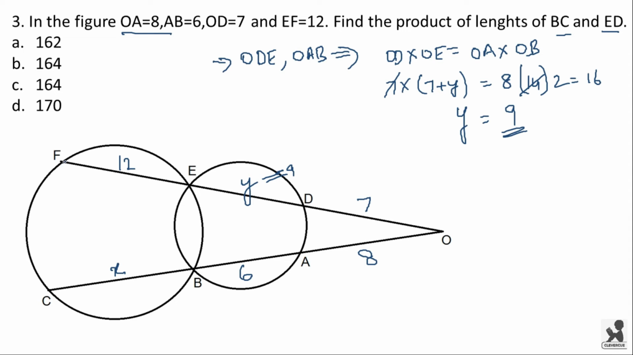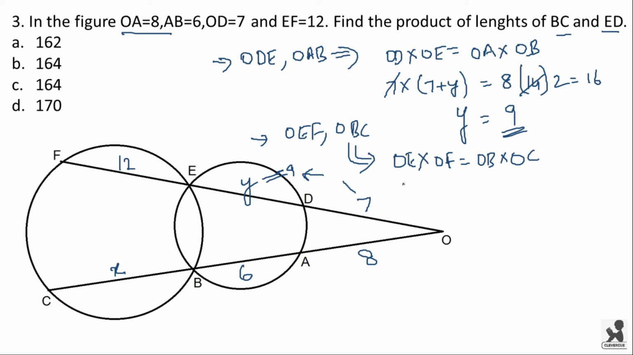So now consider the larger circle with the secants, secants OEF and OBC. Now here we have OE into OF is equal to OB into OC. Substituting the values, the length of OE is 7 plus 9, that is 16, into the length of OF, which is 16 plus 12, that is 28.